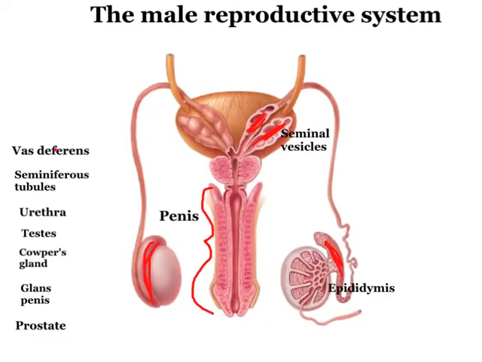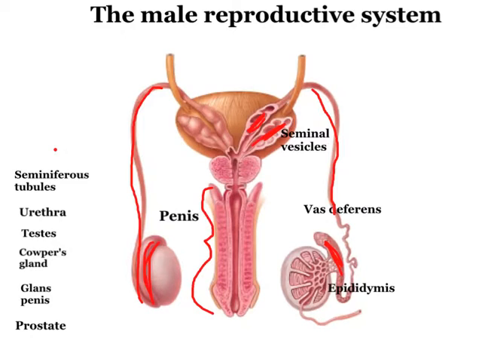The vas deferens are the two tubes leading from the epididymis up to the seminal vesicles. So the vas deferens are simply a tube that leads from the testes up to the seminal vesicles, and they deliver sperm that way.